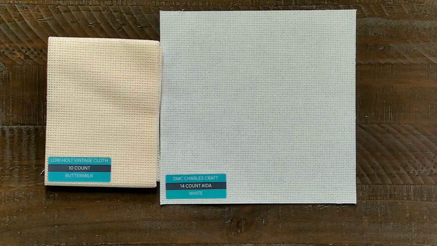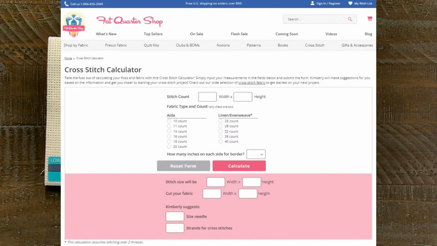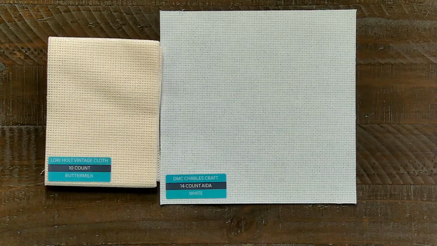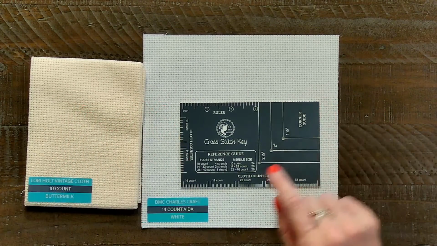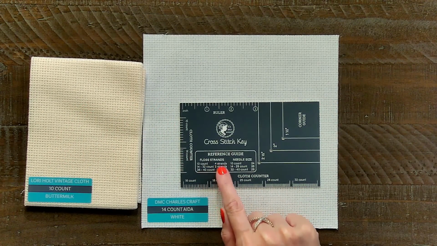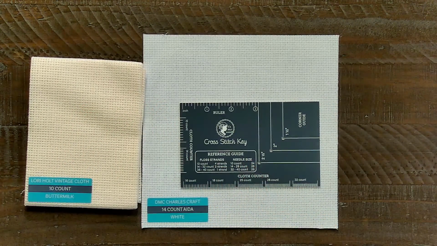At Fat Quarter Shop, we have the cross stitch calculator, and you can always go to that and put in the stitch count of your piece and the type of Aida you're going to use, and it will tell you what size needle we recommend and how many strands we recommend. You could also look at our cross stitch key, which also has that information. So it tells you number of strands and needle size.